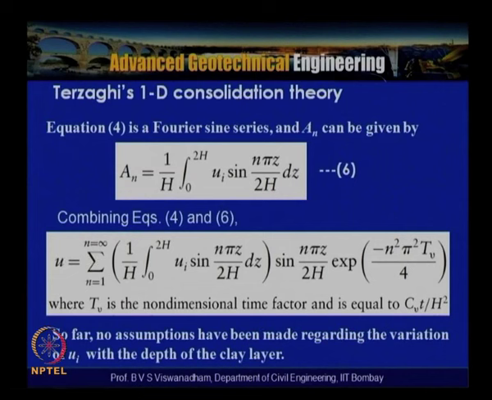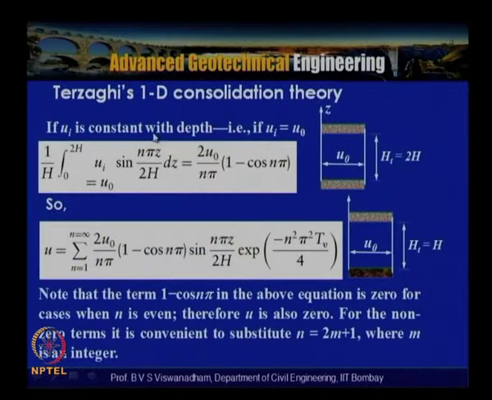So far no assumptions have been made regarding the variation of u_a with the depth of the clay layer, but a number of variations can be assumed, like a uniform variation, where u_a is constant with the depth. If you are having a double drainage layer, then H_t is equal to 2h.